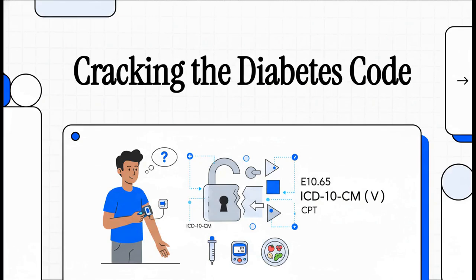If you're a medical coder, seeing a chart that just says diabetes can be a real pain. And if you get it wrong, well, that messes with everything from data accuracy to reimbursements. So today, we are going to crack the diabetes code. We're breaking it all down so your coding can be faster, sharper, and way more accurate.